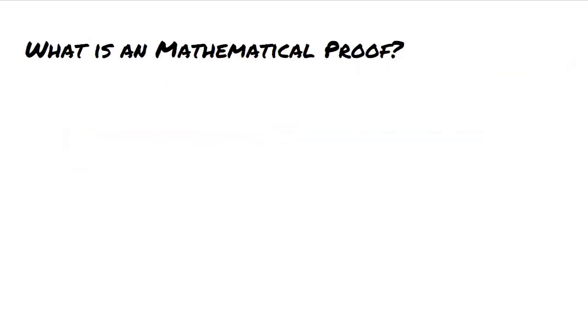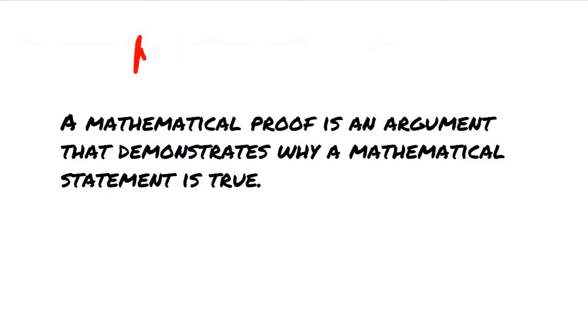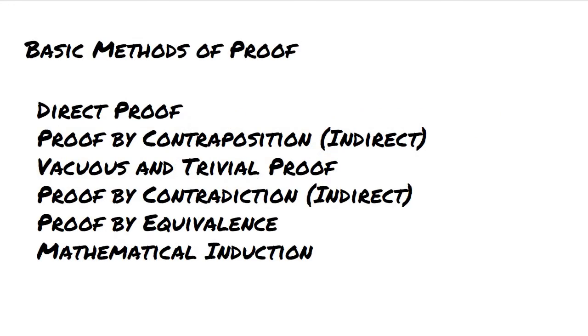So what is a mathematical proof? A mathematical proof is basically a mathematical argument that demonstrates why a mathematical statement is true. So these are the basic methods of a proof. We have direct proof, proof by contraposition, trivial and vacuous proofs. You have contradiction, equivalence, and mathematical induction. So let's start.